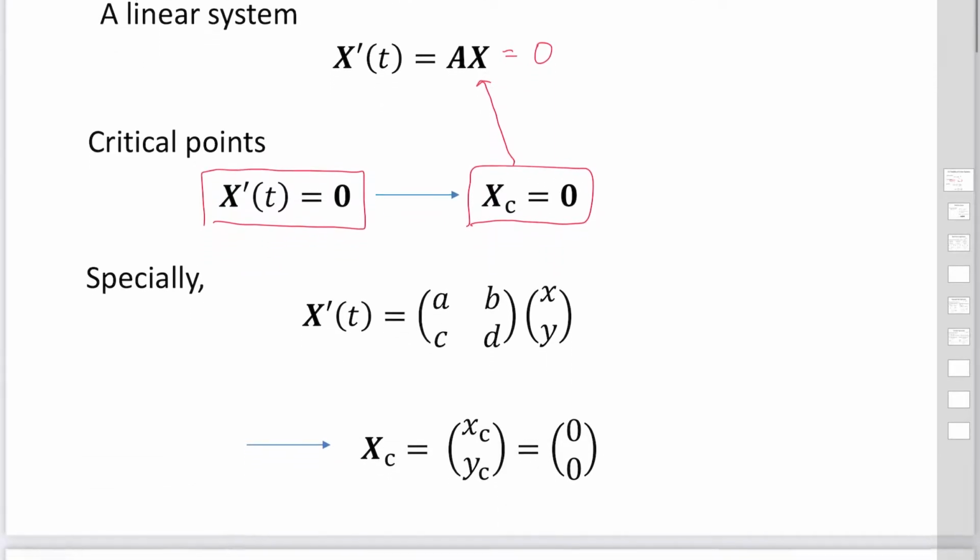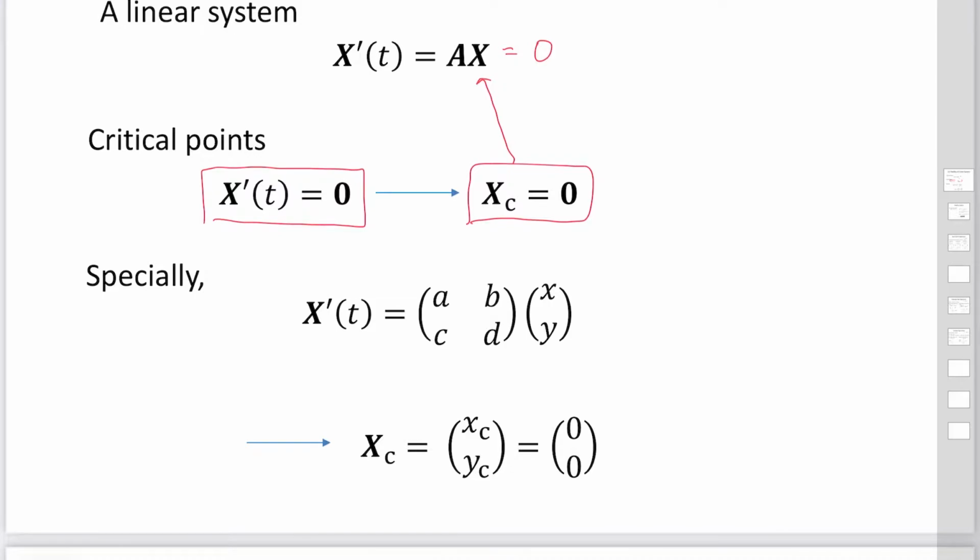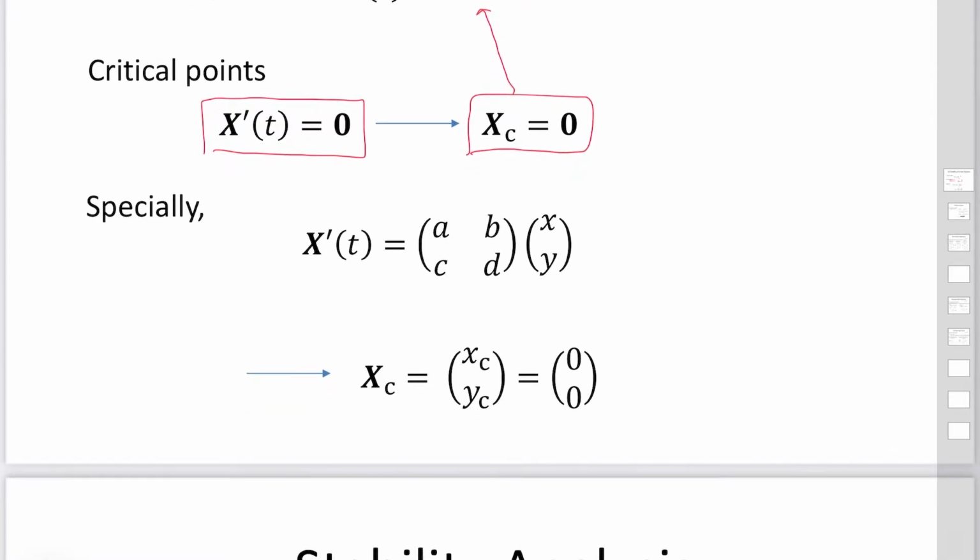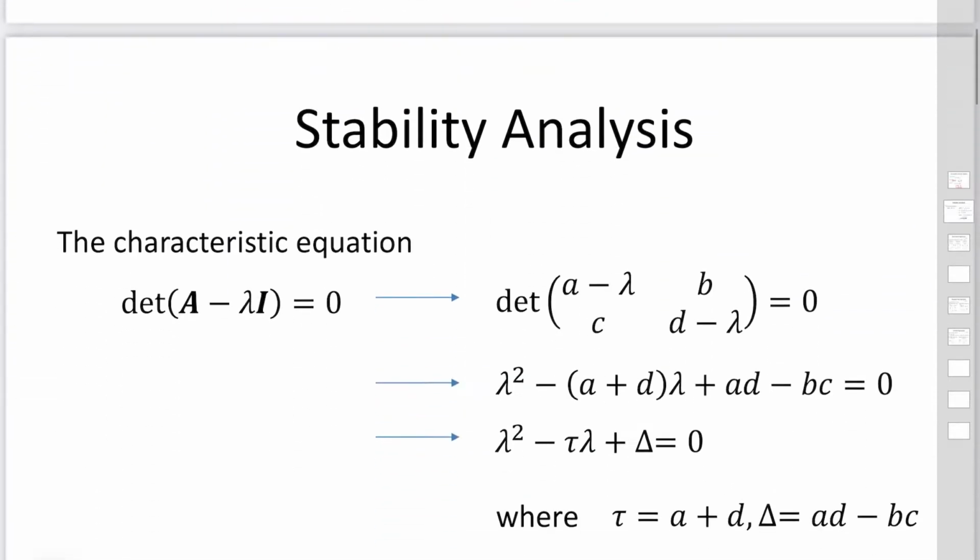Okay, especially if we consider two dependent variables, x and y, then the critical point in this system is x sub c and y sub c both equal to 0. So the origin corresponds to the critical point. Then we'd like to consider the stability of the critical point at the origin.